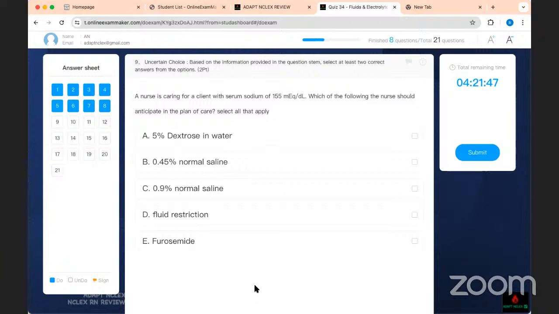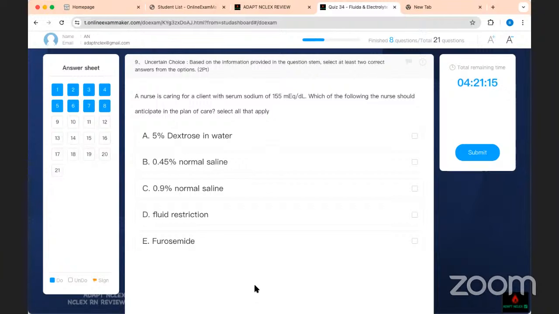Which of the following should the nurse anticipate in the plan of care? Once again, application. Sodium of 155 is what? Hypernatremia. What are you going to do? Think about it. Your sodium is high. What is your management? Do you give them more sodium or less sodium? If you give them less sodium, what is your strategy to lower the sodium?